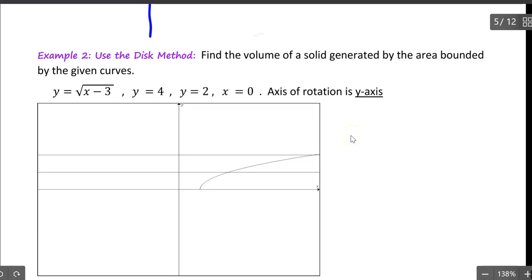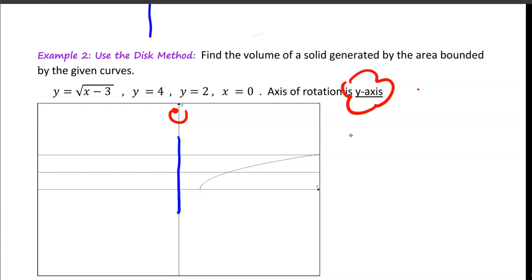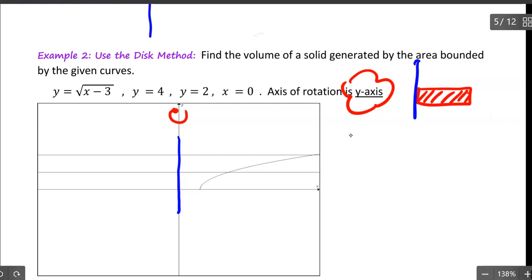So this is the x equal to 0 here, but I need to draw this to show everyone that the axis of rotation is the y-axis. So that means I need to use a horizontal element. This is the y-axis, this is perpendicular, and this is the dy. Okay, the shape is this. Now this is the y equal to 4. This is the y equal to 2.